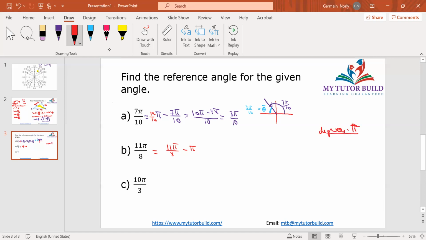Take the pi over 180. So you will see, if you don't see where it's located using radians, you can convert your radians to degrees so you can find out where it is.